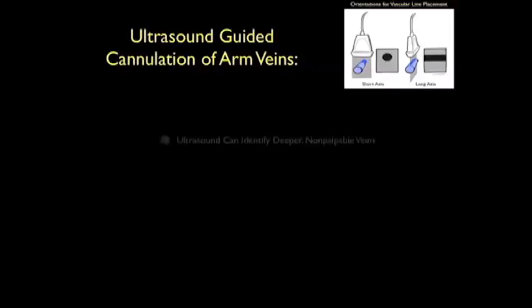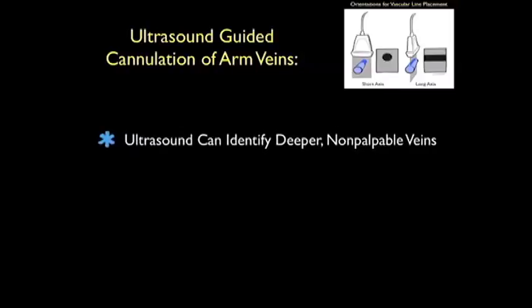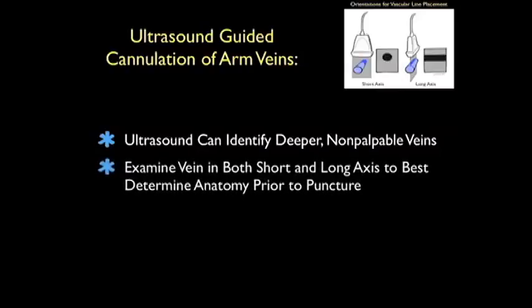So thanks for tuning in to part 1 of ultrasound-guided peripheral IV insertion. As we mentioned, ultrasound can be very helpful in identifying deeper and non-palpable veins that can still allow placement of an intravenous catheter. We'll be looking at the vein in both short and long axis views to determine the anatomy prior to a puncture attempt.